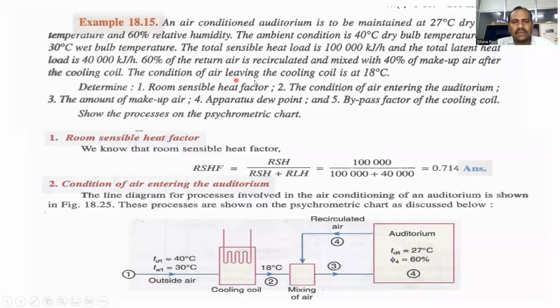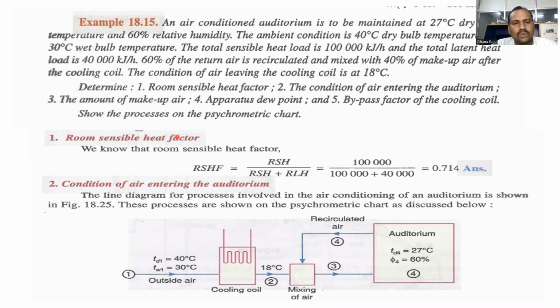The condition of air leaving the cooling coil is 18 degrees centigrade. So this is 0.4, and design conditions are given as 27 degrees centigrade, 60% RH. This is called indoor conditions, number 2. And dry bulb temperature is given as 40 degrees centigrade, wet bulb temperature 30 degrees centigrade. These are called ambient conditions. It is called 1.